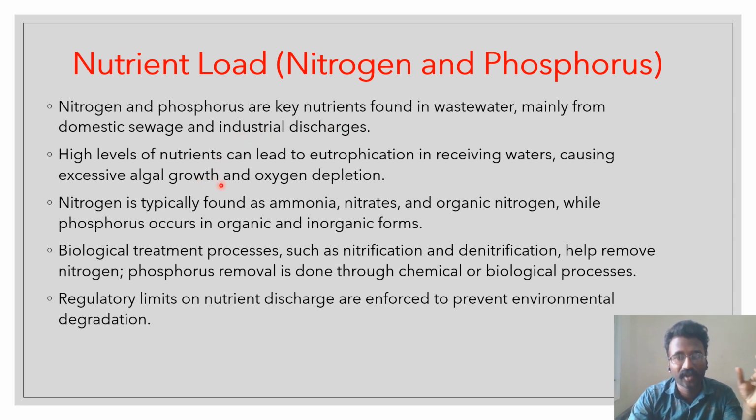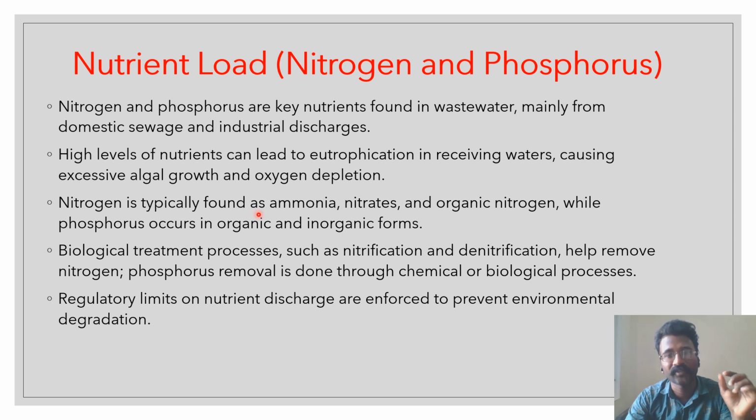This high level of nutrients can lead to eutrophication, where the water receives nutrients constantly, which will cause excessive algal growth, because algae will use these nutrients and grow excessively. It will cause oxygen depletion in some water bodies because light cannot penetrate the water. So the phytoplankton present inside the water body cannot produce oxygen. This is the real problem.